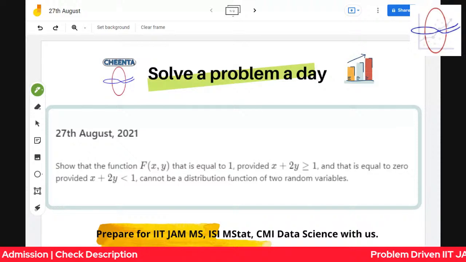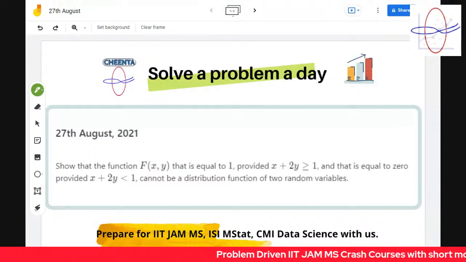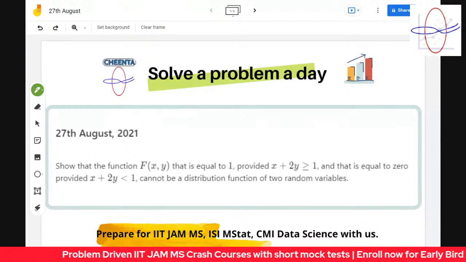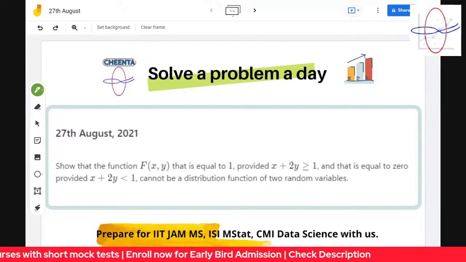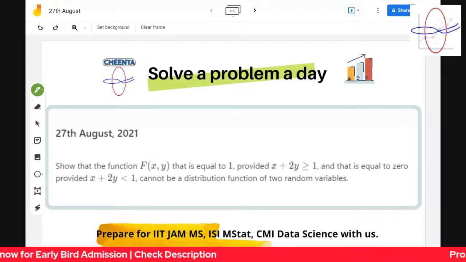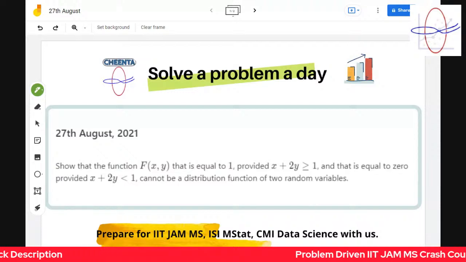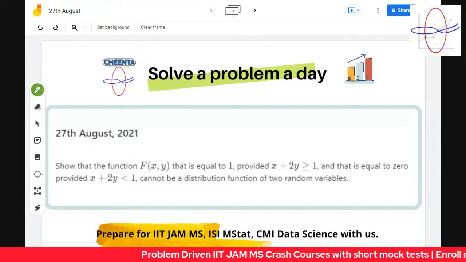The problem today is based upon the joint distribution. If you have not seen the problem, pause the video, see the link of the problem in the description below. If it's not there, you can just pause the video over here, see the problem, solve it yourself, and then come back here again to see the solution. Now, to those who have solved the problem and have come here to check the solution, let's check it.